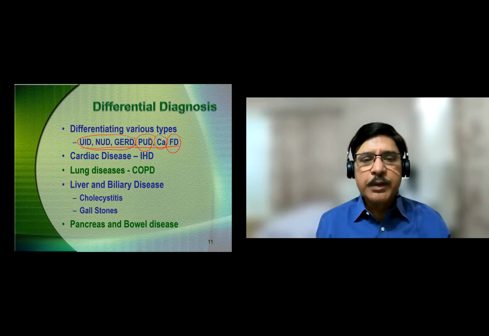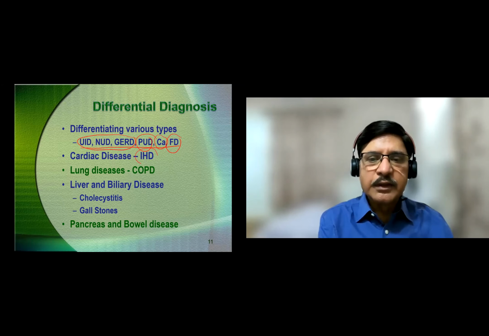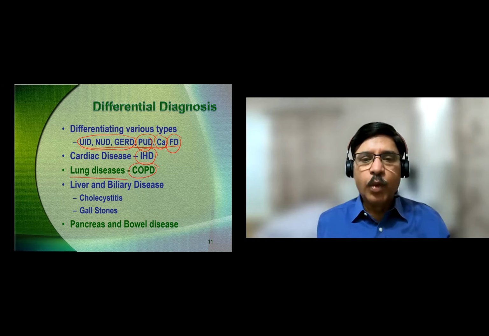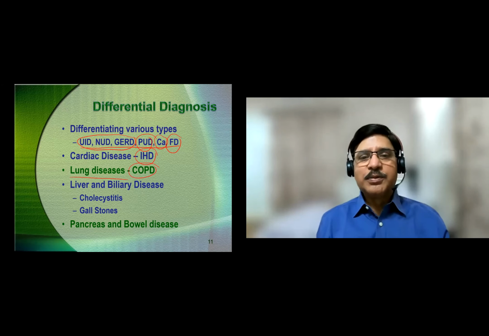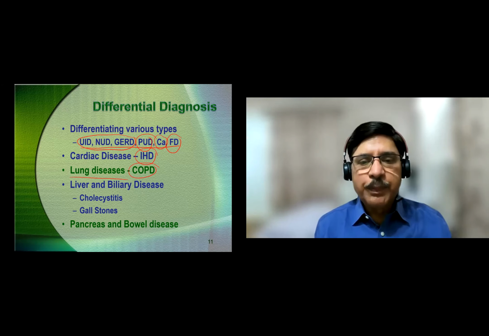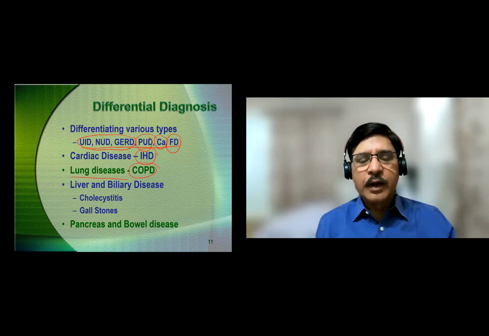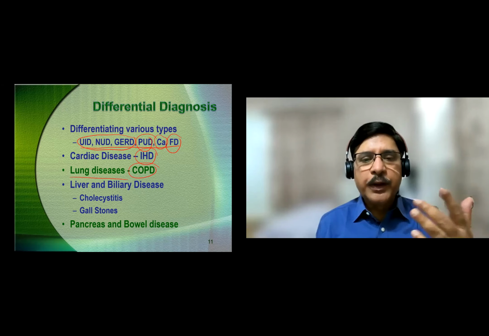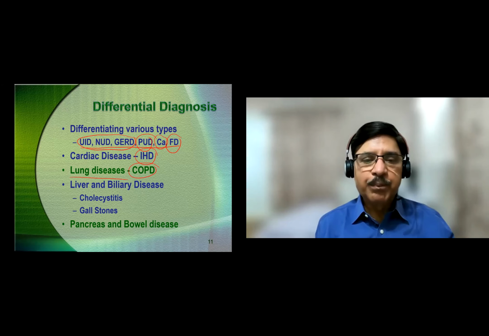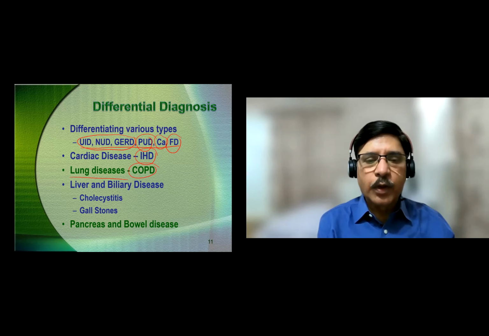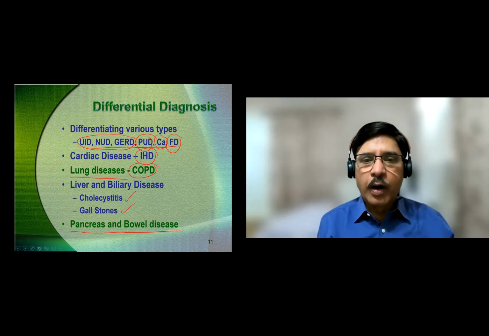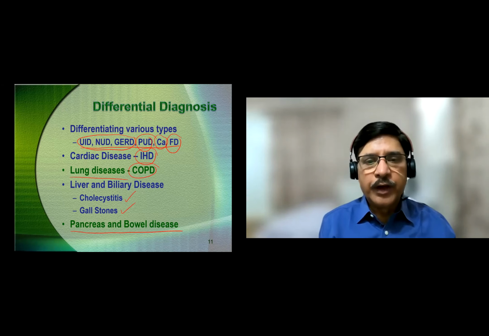dyspepsia. It very much simulates ischemic heart disease. That will be a differential diagnosis. People with COPD are more prone to dyspepsia. Okay. When a patient comes with COPD, he has got upper GI symptoms. You treat the COPD, dyspepsia disappears. You quieten the dyspepsia, COPD becomes better. Liver and biliary diseases like acute cholecystitis and gallstone pain can be a differential diagnosis. Pancreatic diseases and bowel diseases also form a part of the differential diagnosis.